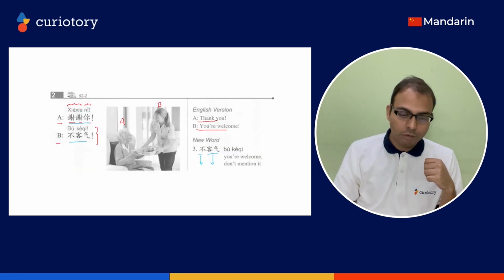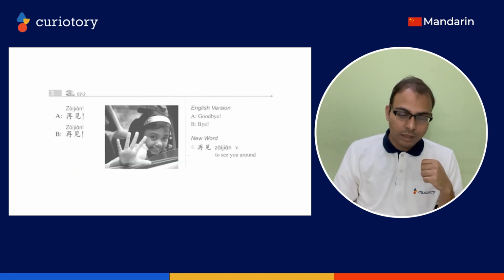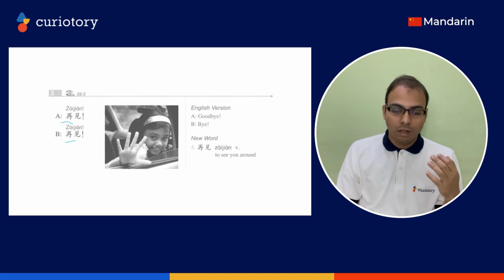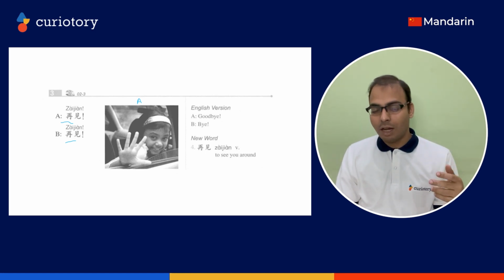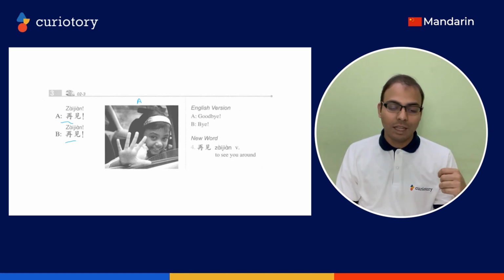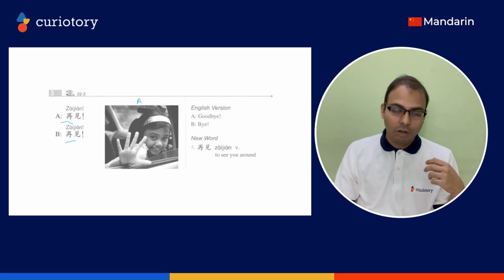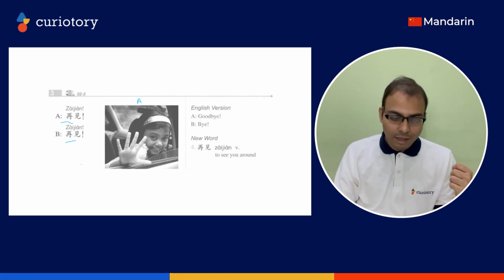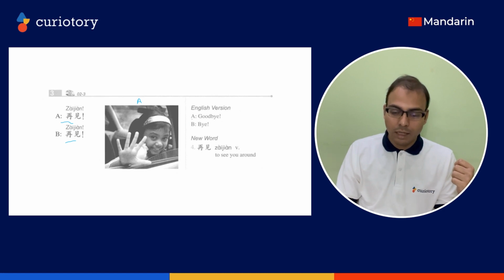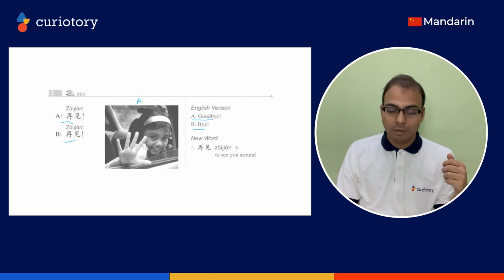Now the third conversation, there is a little girl, and she is saying, what do you think she could be saying? She is in a car and going somewhere, so she is saying goodbye. And what is the other person who is not in the frame saying? He or she is also saying goodbye. Zai jian. So the little girl is saying goodbye, and the other person is also saying bye.